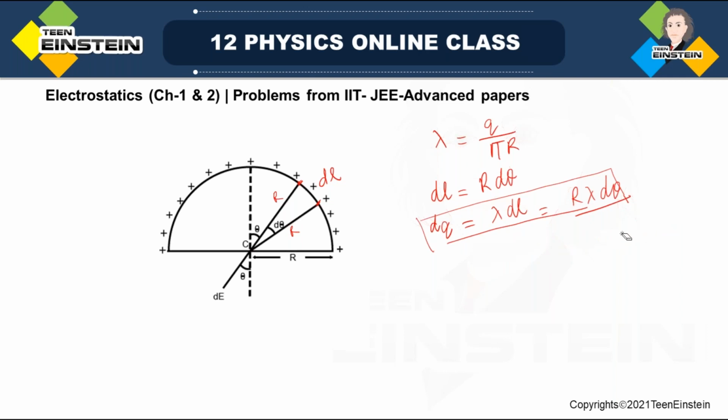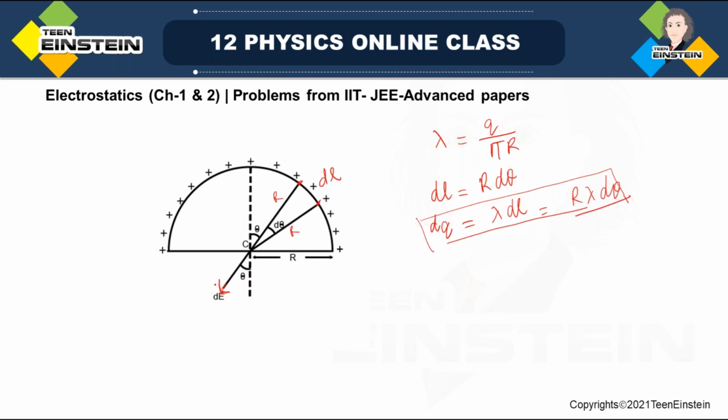So I have this length element which has some charge delta q. Now look, if I have a charge over here, it will produce an electric field. Which direction? In this direction, right? Directed radially outward. So the electric field will be in this way, through the center.